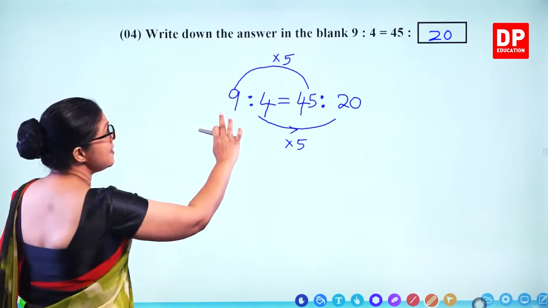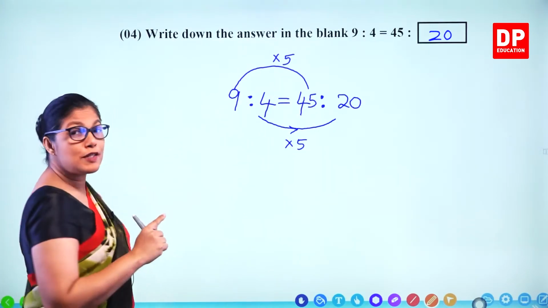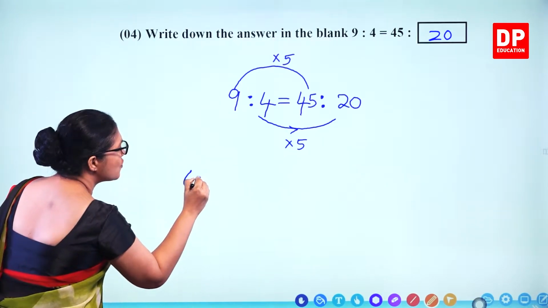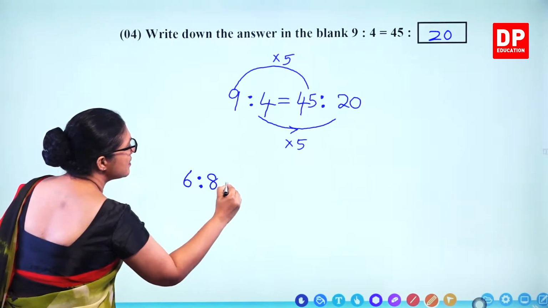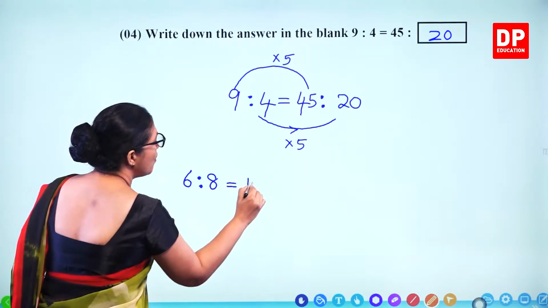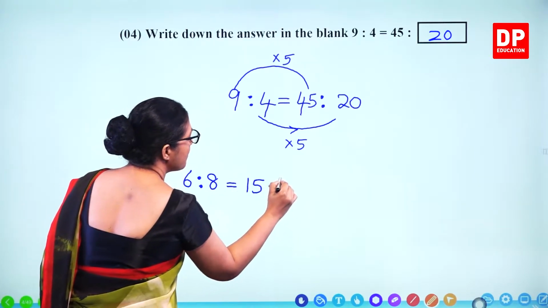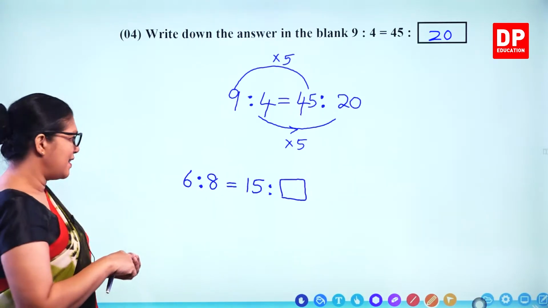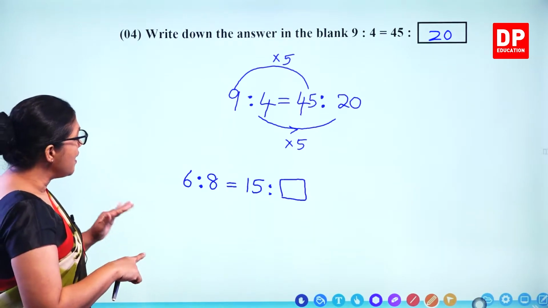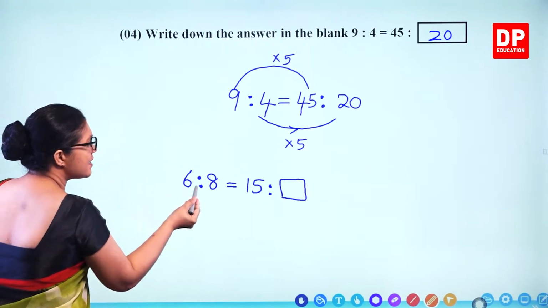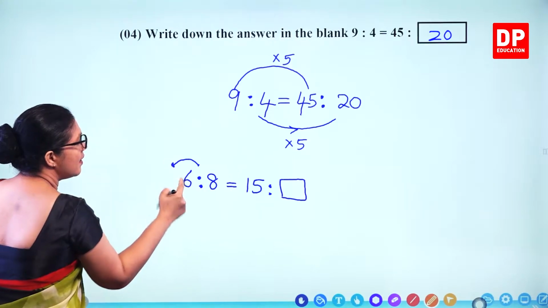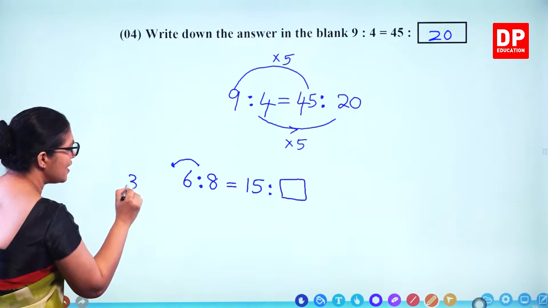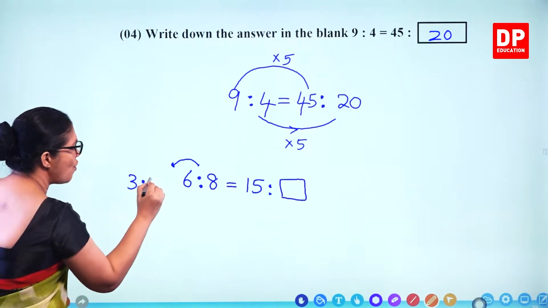Now this is easy that you can see. This is multiplied by 5. But for example, if this is 6 to 8, something converted to 15 to something. Can you see how you get 15 from 6? Then it's difficult. But if you simplify this one with division, divide by 2, what you get? 3 is to 4.